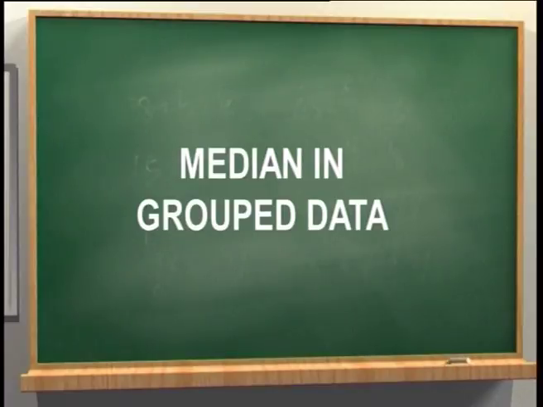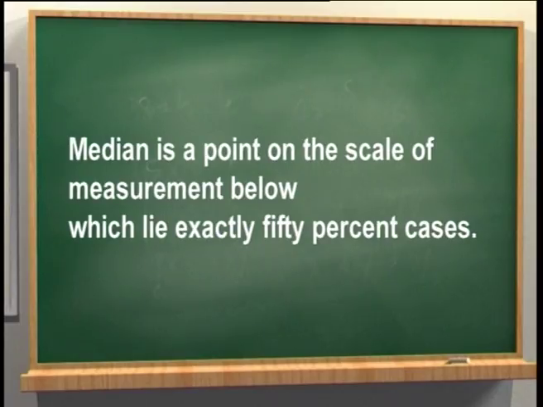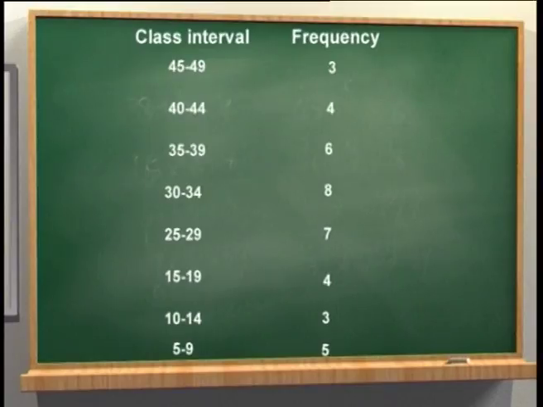Now, let's see how the median can be calculated for grouped data. As stated earlier, median is a point on the scale of measurement below which exactly 50% of cases fall. Obviously, 50% of cases will be above it. For calculating the median, the assumption made in the case of grouped data is that frequencies are evenly distributed within the class interval. Let's take an example to illustrate this point. Find the median for the distribution. In the above example, there are a total of 40 cases. We have to find a point below and above which lie 20 cases.